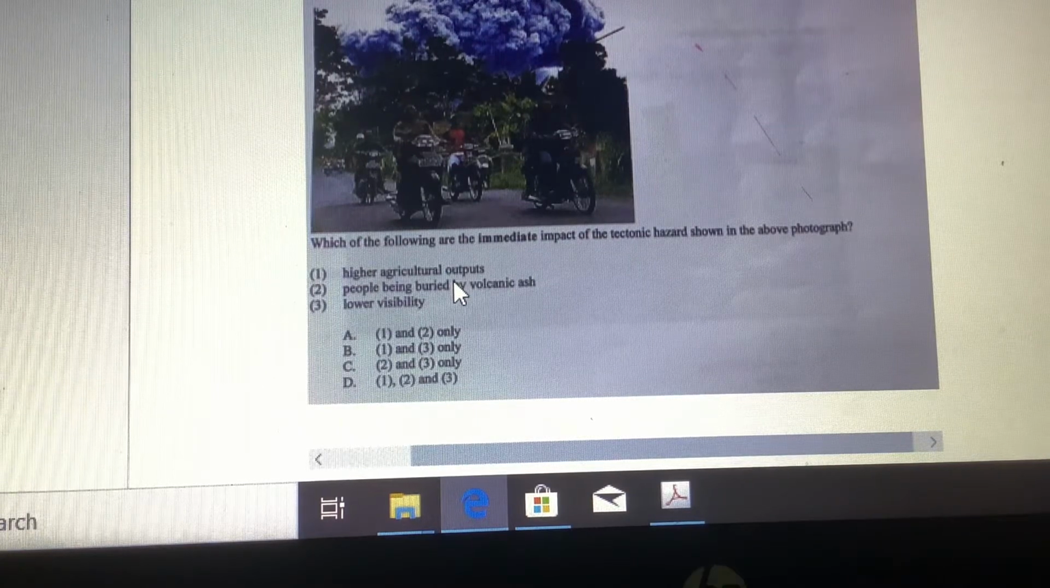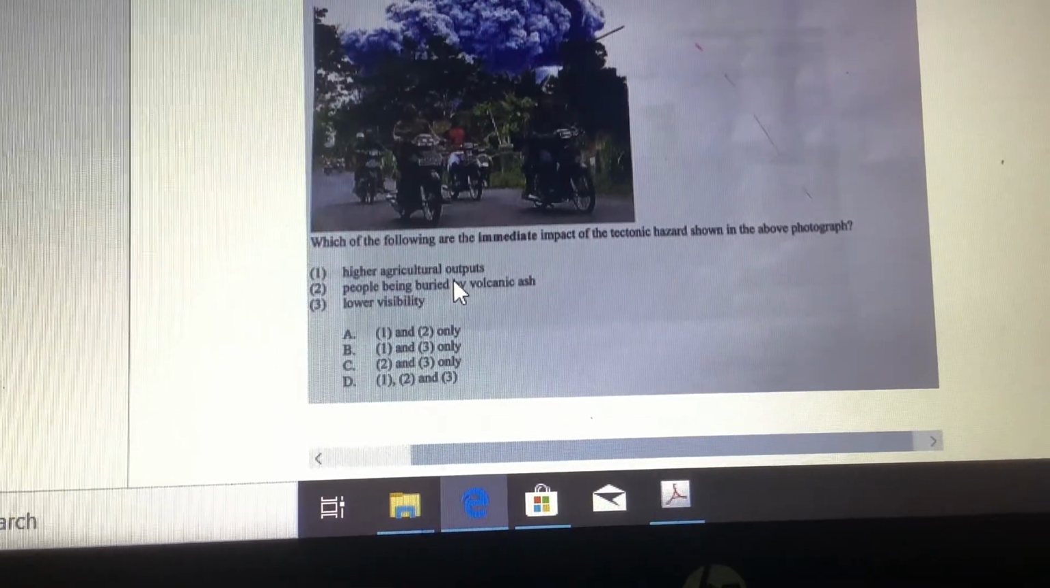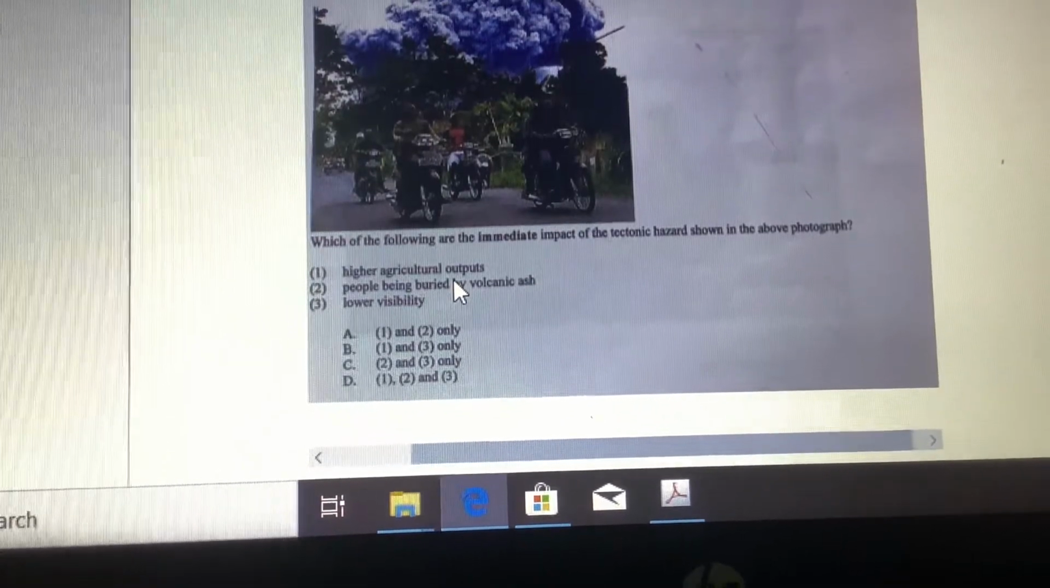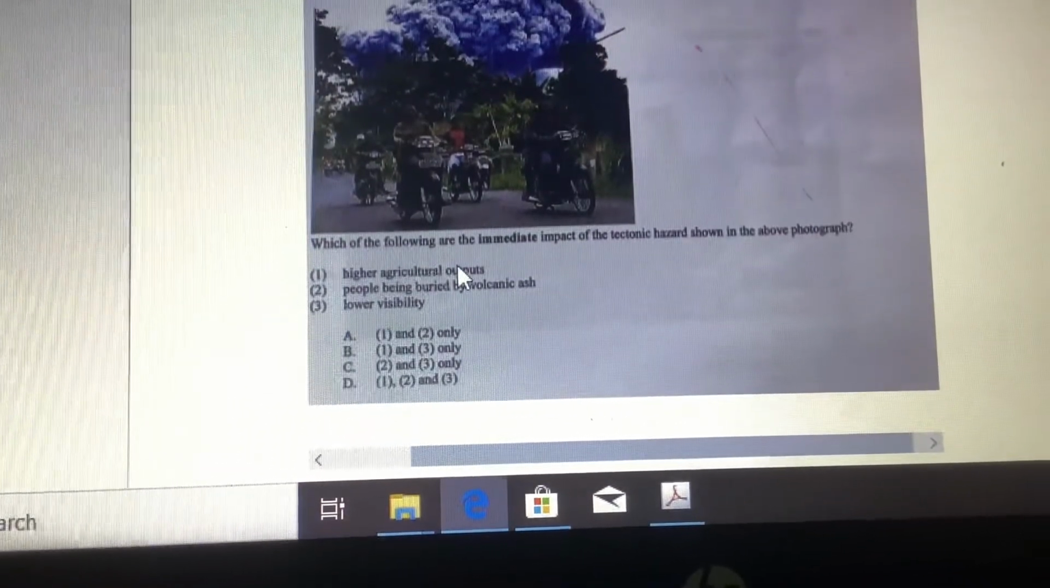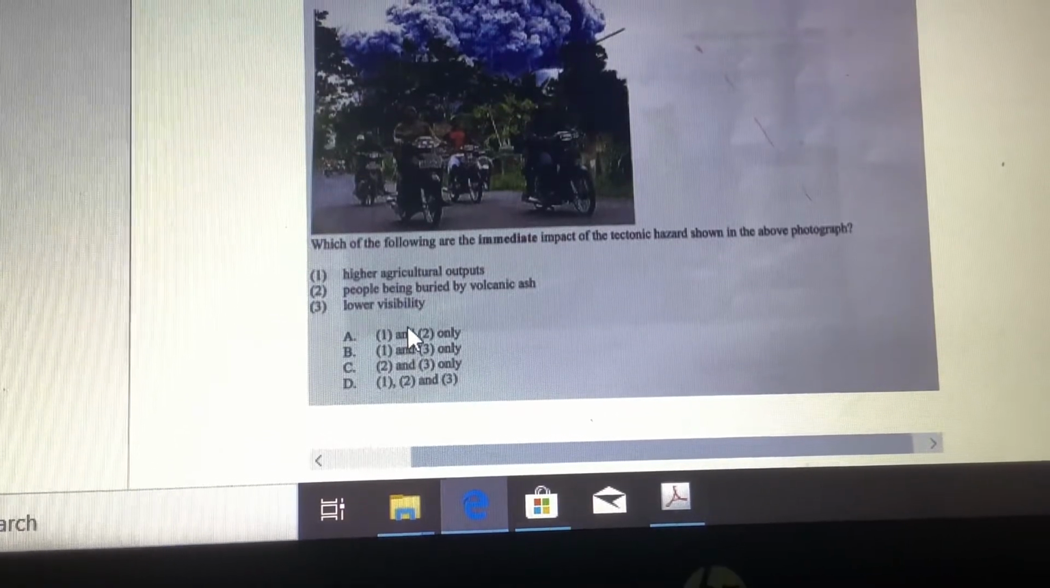Does the volcanic eruption take place immediately and then the flower grows suddenly? No, it's not the case. So number 1 is wrong, and then it should be number 2 and 3. C.